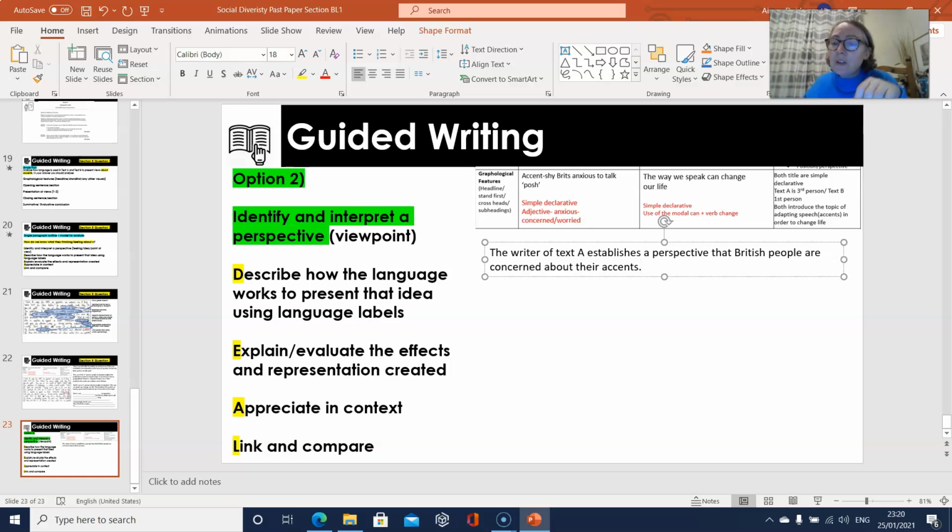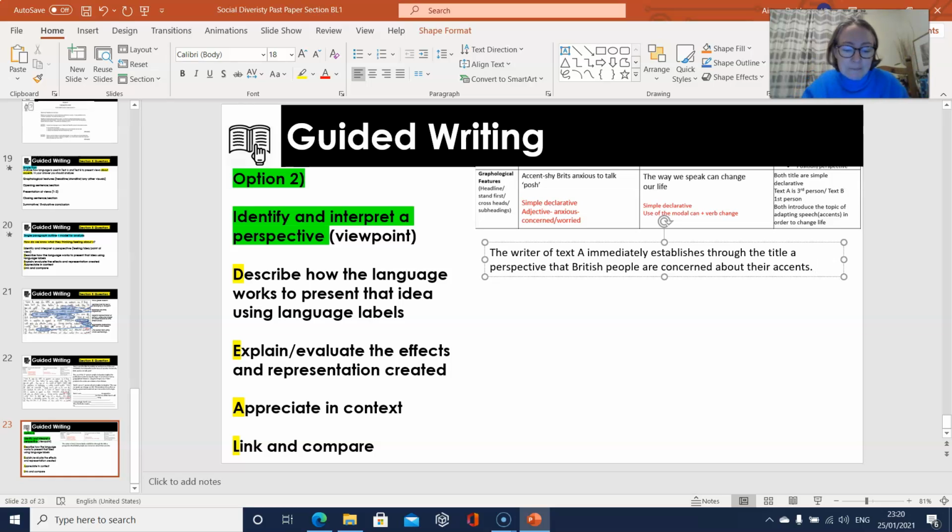Now, we could just tweak that. So we could say, the writer of text A immediately establishes through the title. So then we are beginning to use some of those from that other model. So the writer of text A immediately establishes through the title a perspective that British people are concerned about their accents. So now we want to do the describe the language, how it's presenting that idea.